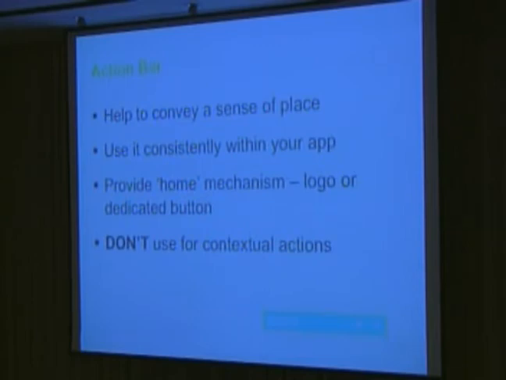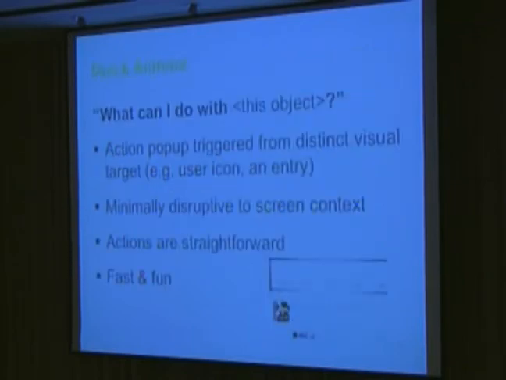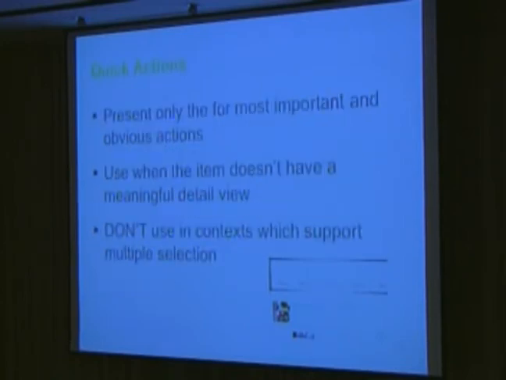And lastly, don't use this pattern for contextual actions, because we have another pattern for that, which is the quick actions pattern. The quick action pattern is used to address the question of what can I do with a particular object. It's a pop-up triggered from a distinct visual target, for example, the user icon, or an entry in the list field. It should have minimal disruption on the screen, so usually it pops up either right on top of the target object or below the target object. The actions within the quick action pop-up should be fairly straightforward. It should be fast and fun to use. The user shouldn't need to think too much about what they can do with the quick actions.